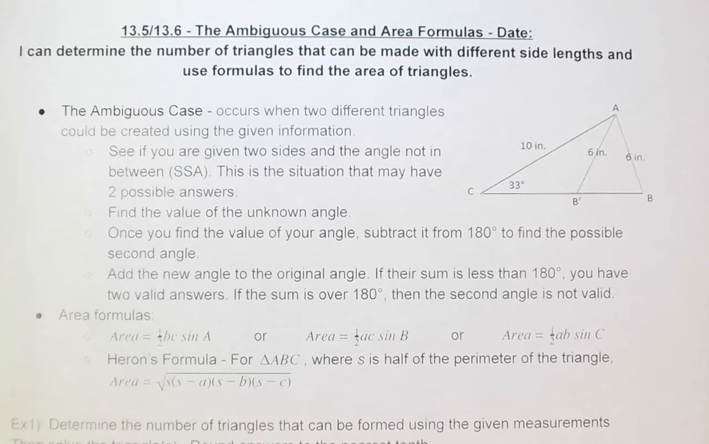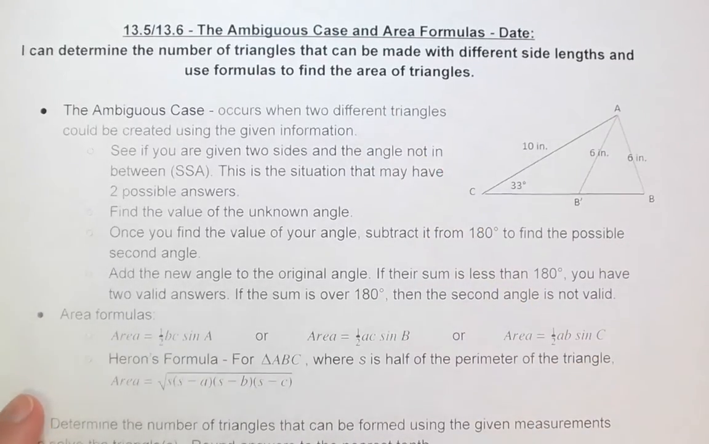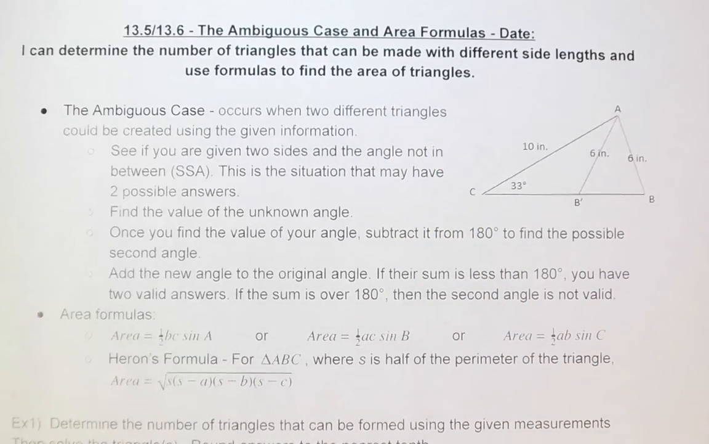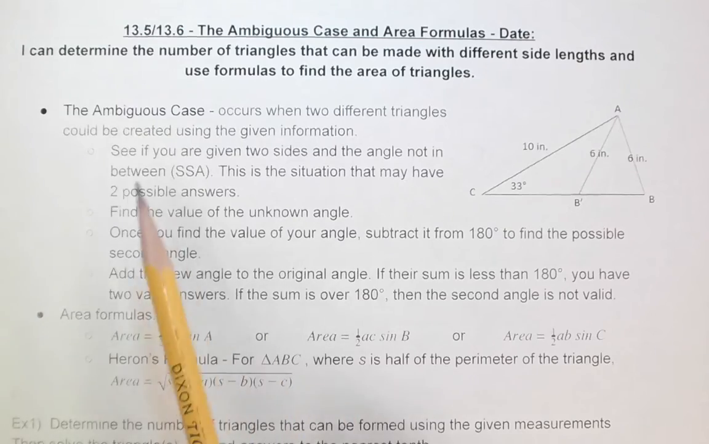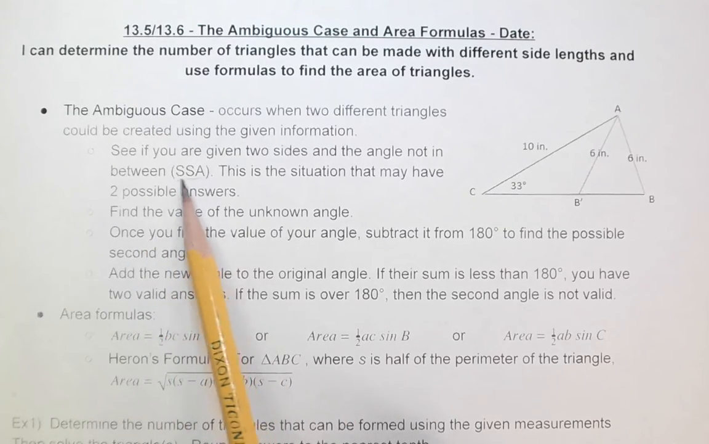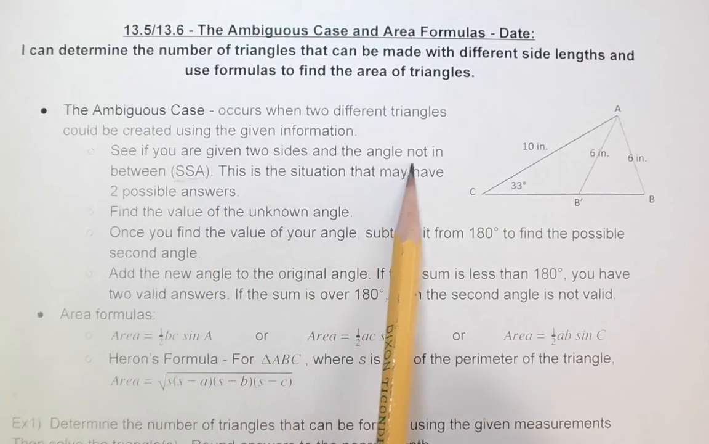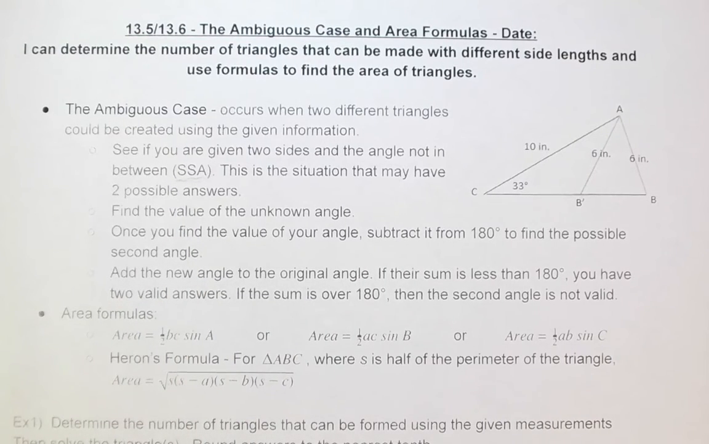Okay, this is the other half of 13.5 and 13.6. So we're looking at a thing that's called the ambiguous case with triangles, and then we're also looking at two area formulas. The ambiguous case is when you have two different triangles that could be created with the given information. This happens when you are given side-side-angle, so you have two sides and an angle that is not in between them.